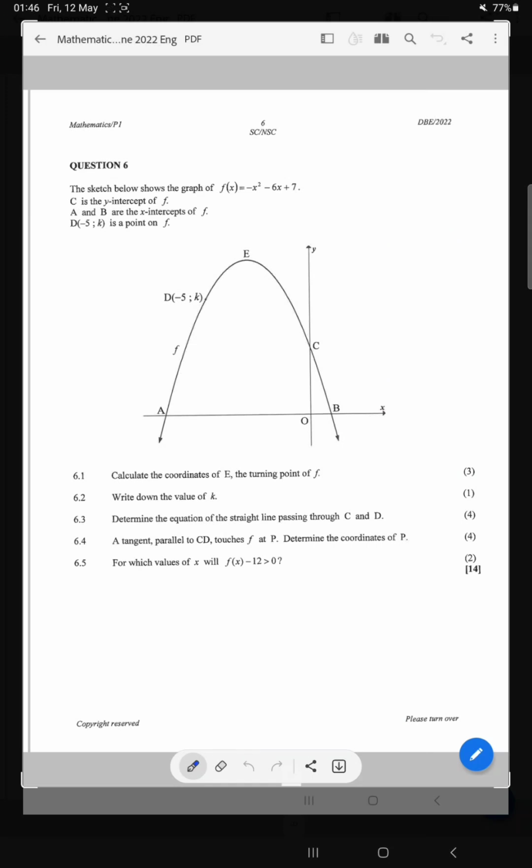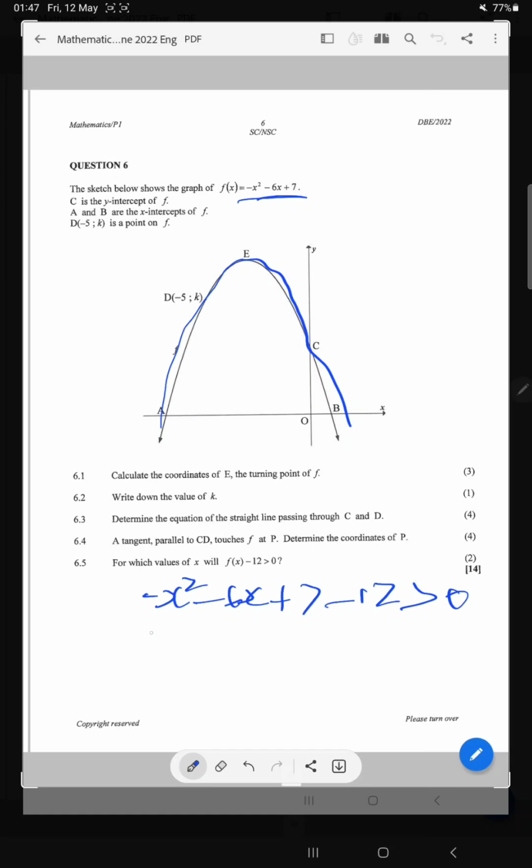The last question, question 6.5, it says for which values of x will f(x) minus 2 be greater than 0? Therefore, our f(x) is this graph. We just have to replace in the equation: minus x squared plus 6x plus 7, that minus 12, greater than 0.